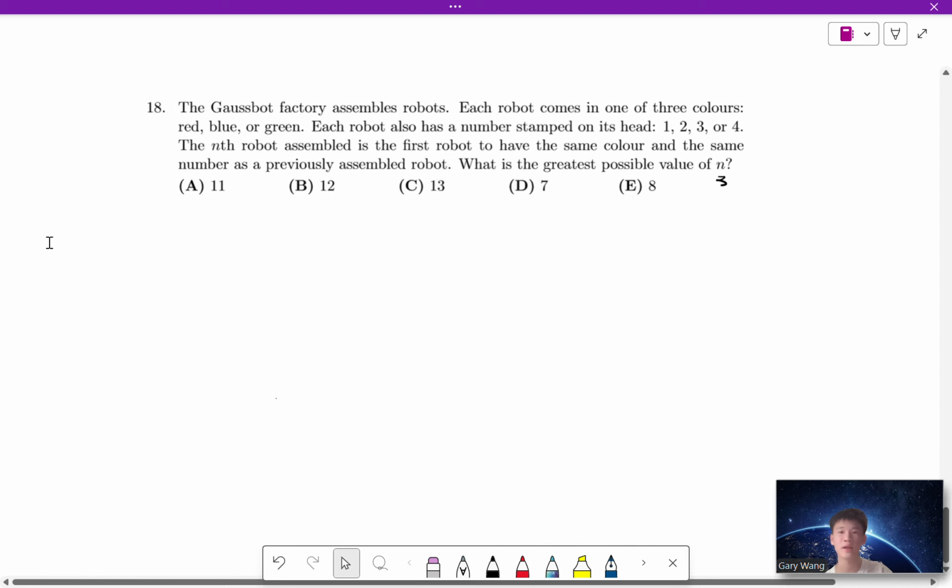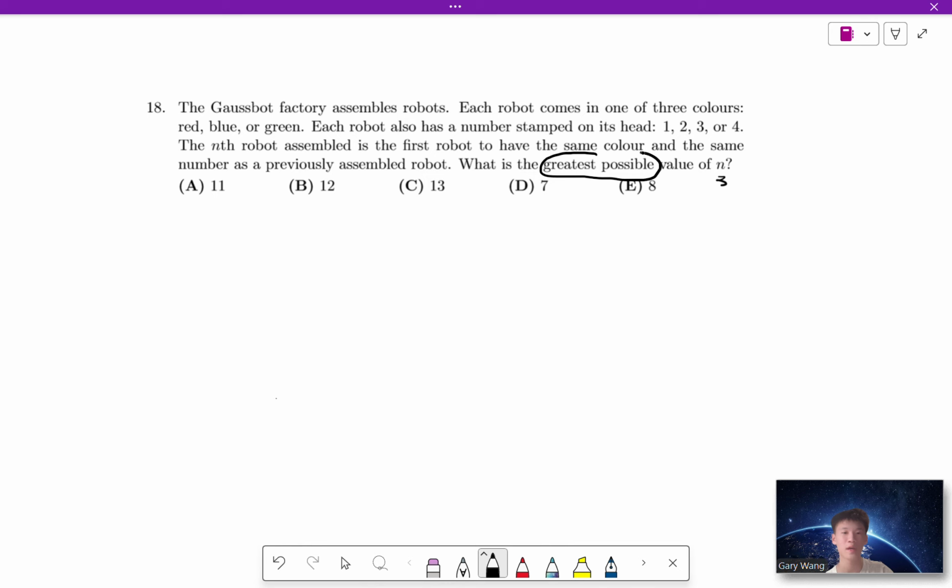Question number 18. The Gauss ball factory assembles robots. Each robot comes in one of 3 colors: red, blue, or green. Each robot also has a number stamped on its head: 1, 2, 3, or 4. The nth robot assembled is the first robot to have the same color and the same number as a previously assembled robot. What is the greatest possible value of n?